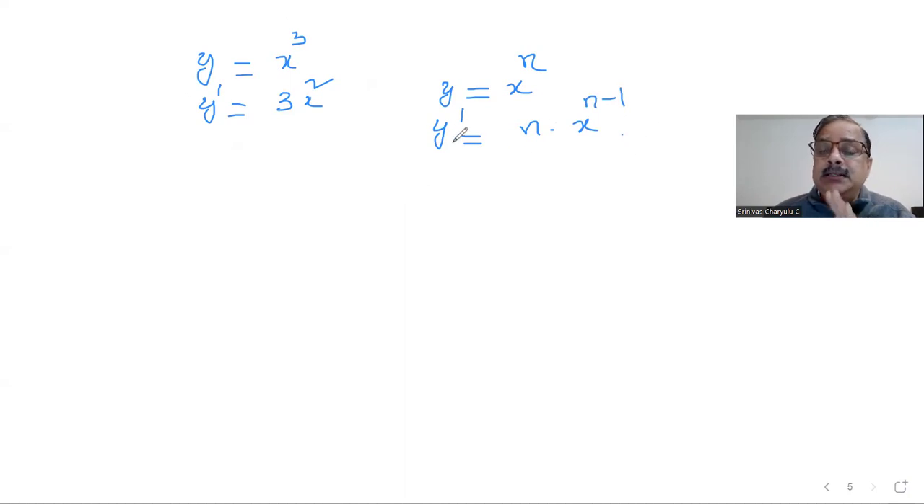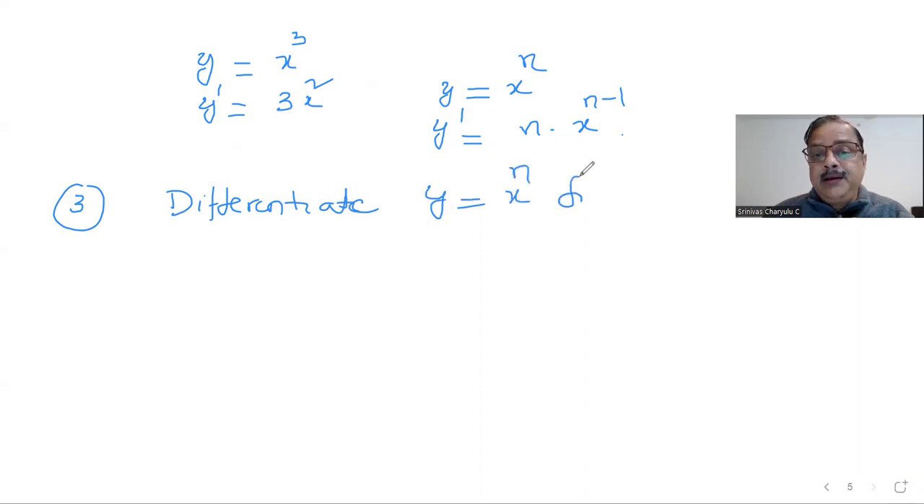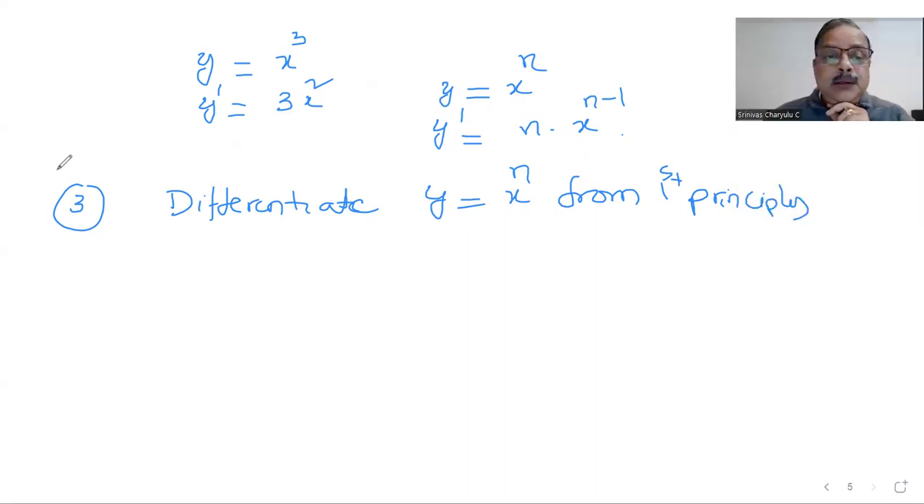So now this derivation I will finish for you for today. So differentiate, this is the third sum I think. Differentiate y is equal to x to the power of n from first principles. So now from first principles we are defining. Start again with the same way. Let y is equal to x to the power of n. This is the first equation for us.